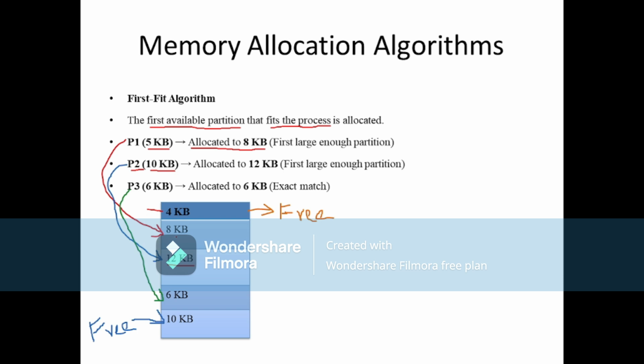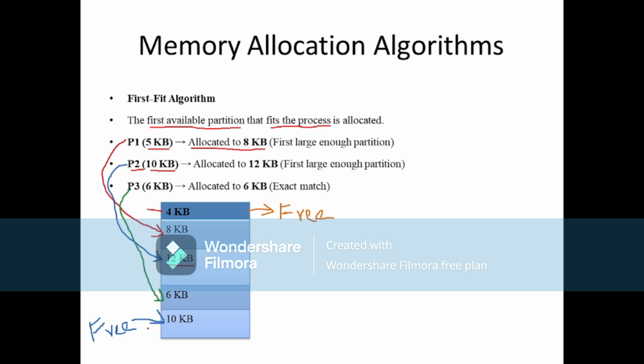So for P3, this block of memory will be allocated. The second partition of 8 KB is allocated to P1, the third partition of 12 KB is allocated to P2, and the fourth partition of 6 KB is allocated to P3. So what you see here is that the first partition of 4 KB is free, and the last partition of 10 KB is also free.